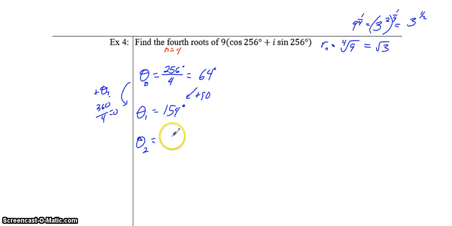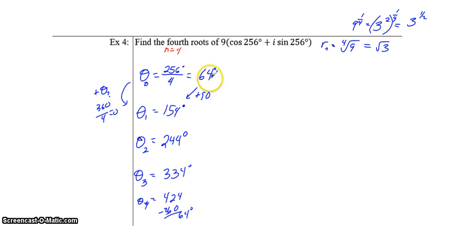90 again for 2. 90 again for, quote, the 3. Now, if you got carried away and went ahead and did it again, add another 90, you'd have 424. Wait, that's too big, so I'm going to subtract 360, and we get 64. Oh, look. Ding, right there. And we don't do that. That's why we need 4 total.